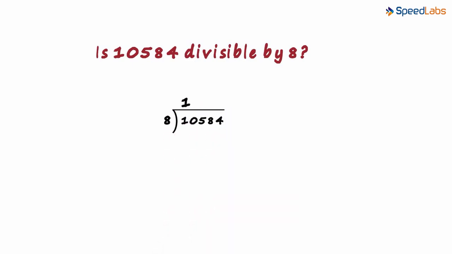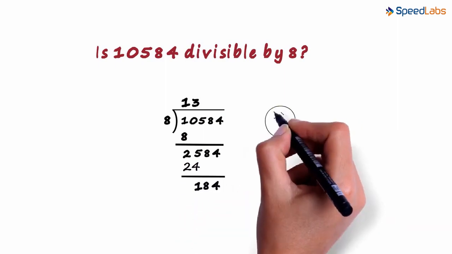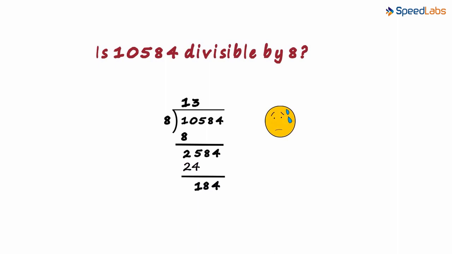8 multiplied by 1 is 8. We subtract 8 from 10 to get 2. Then we get 584 down. 8 multiplied by 3 is 24. We subtract to get a 1 here. We get 84 down. Too boring. We are taking too long to find out if this number is divisible by 8. There is a way in which we could have answered this question in 5 seconds.